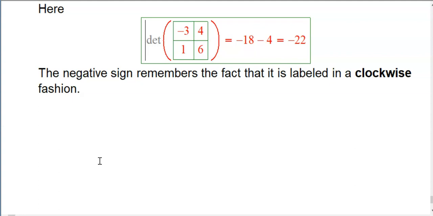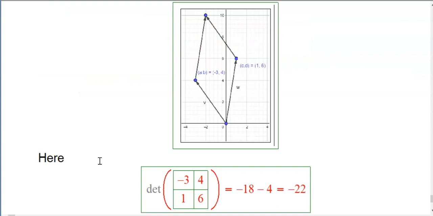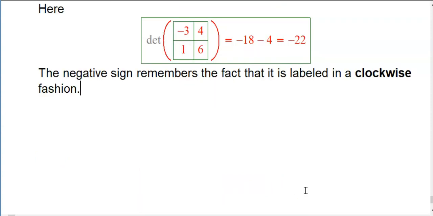Here's your answer. You just take -3 times 6, that's the AD, so that's the diagonal entries of the matrix, if you will, minus the product of the off-diagonal entries of the matrix. That's a good way to think about it in terms of the matrix language. -18 minus a 4 is -22. So indeed, you get a negative number. It's a little bit bigger parallelogram, although I shrunk it down in terms of the scale on the screen. And so it's a bigger parallelogram, and this negative number remembers exactly something about how we labeled it, and the fact that it's labeled in a clockwise fashion.